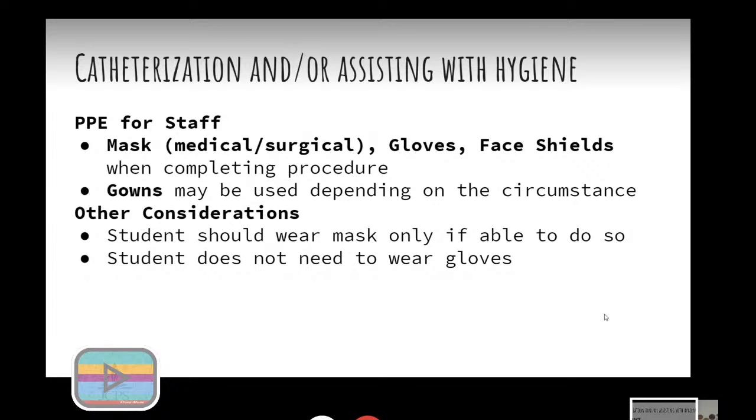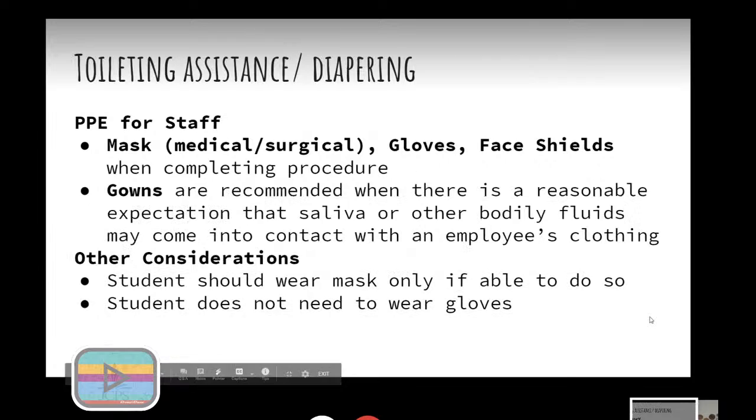Gowns are indicated when there's a risk for splashing of fluid. So if that is a risk for that particular student, then you would wear a gown, but they're not automatically required any time you're helping, you're catheterizing a student. Might be if you're always having to position that student so that you're picking them up or doing things that could physically touch them against your body. The student should have a mask if they can, and they don't need to wear gloves.